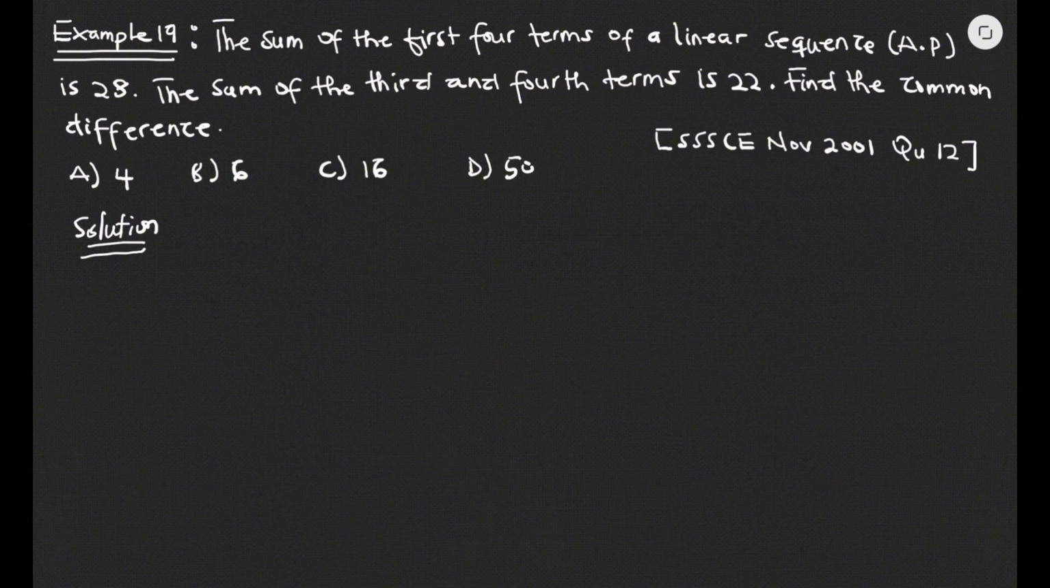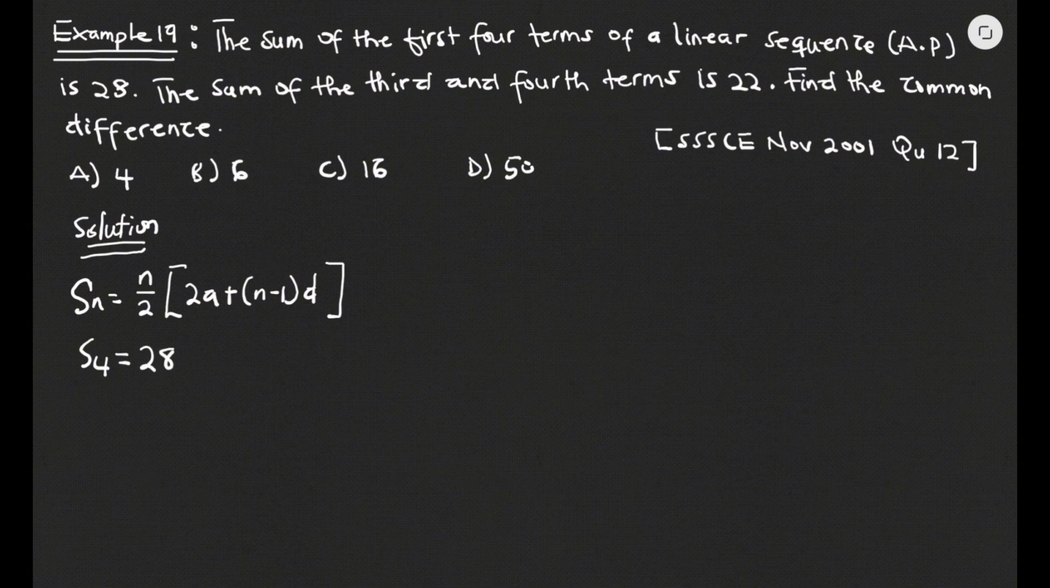Now let's go through the question again. They said the sum of the first 4 terms of a linear sequence. So we know that the sum of a linear sequence given to us, Sn, is equal to n on 2 into bracket 2a plus n minus 1 multiplied by d. This is the formula that we use to find the sum of a sequence. And the question is saying the sum of the first 4 terms, so it means S4 is equal to 28.